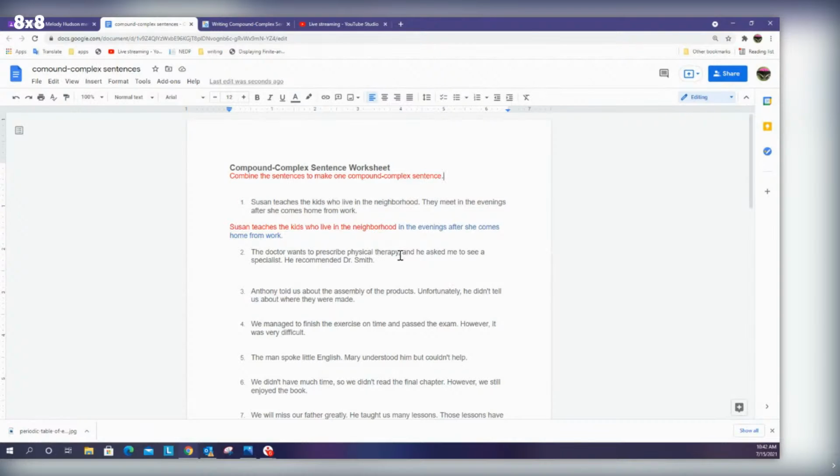The doctor wants to prescribe physical therapy and he asked me to see a specialist. He recommended Dr. Smith. So if we look at this sentence right here, the doctor wants to prescribe physical therapy and he asked me to see a specialist. We already know that we have a compound sentence, right? Because here's our dependent and there's our independent. But we've got to combine all three. So let's take a look here.